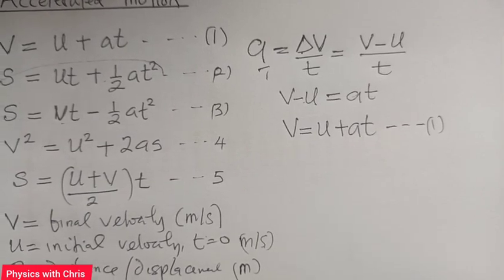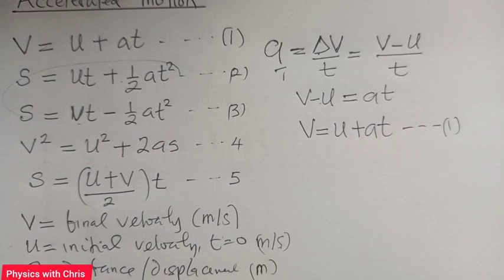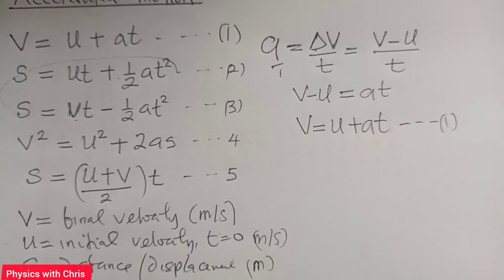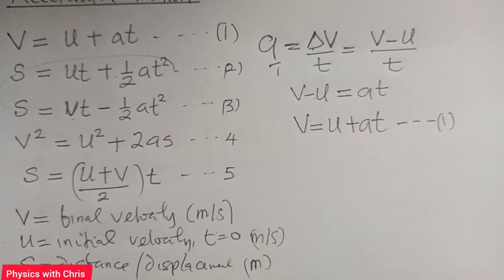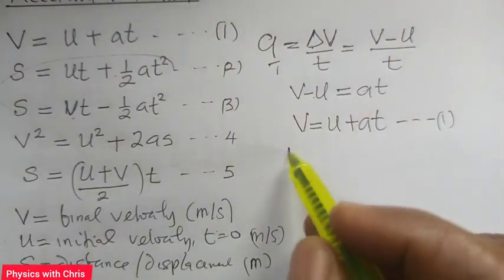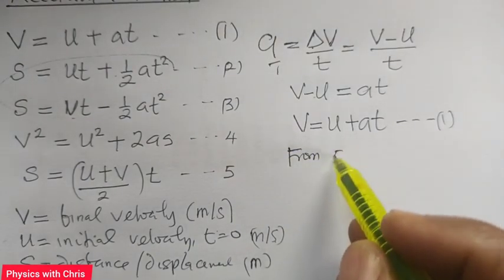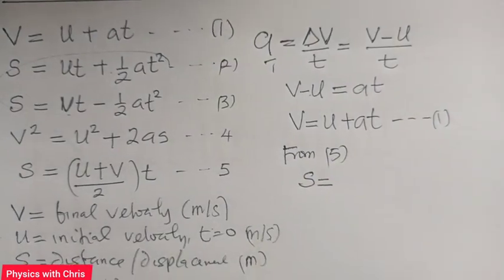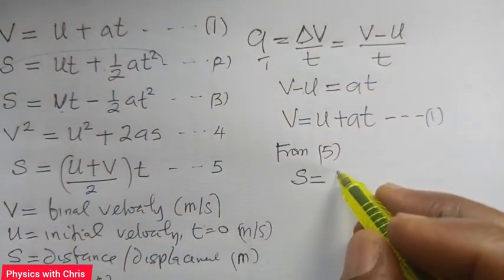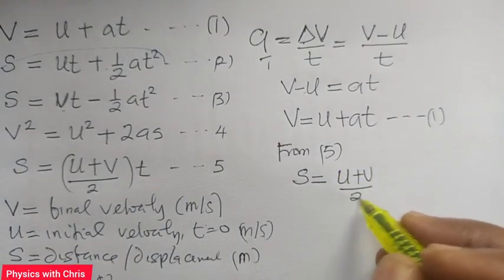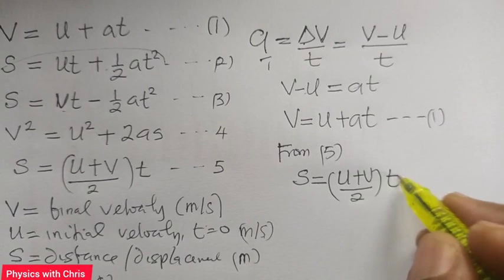Now for the second equation of motion, s equals ut plus half at squared, I need to start from equation 5. And how do I arrive at equation 5? I'll show you that later. From equation 5, we have the total distance s equals average speed, u plus v over 2, multiplied by the time taken.